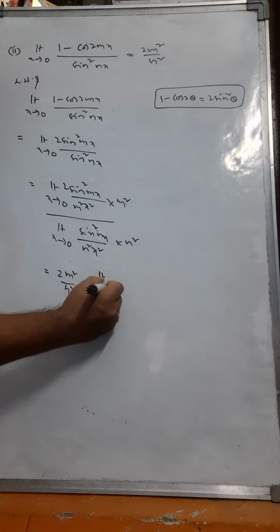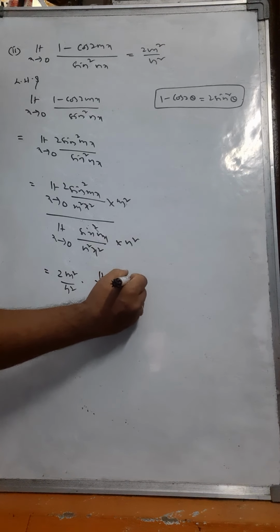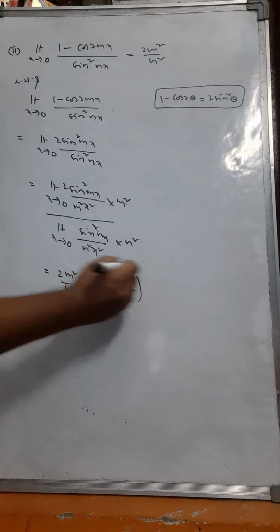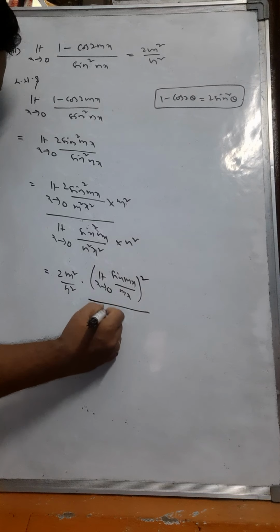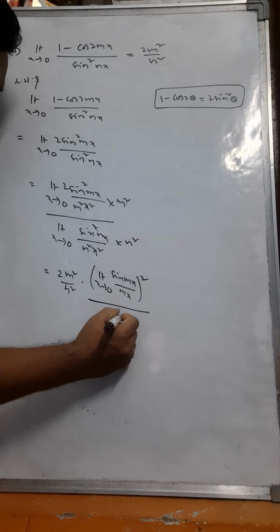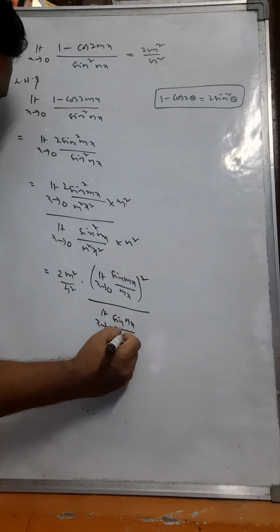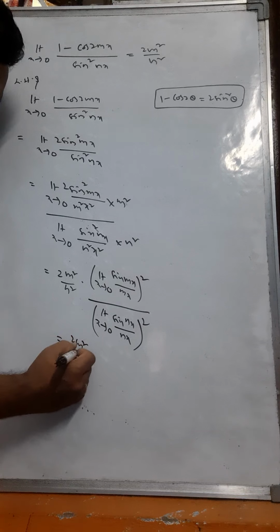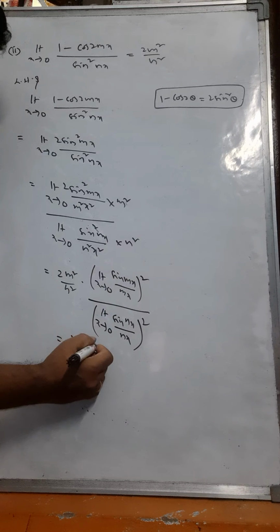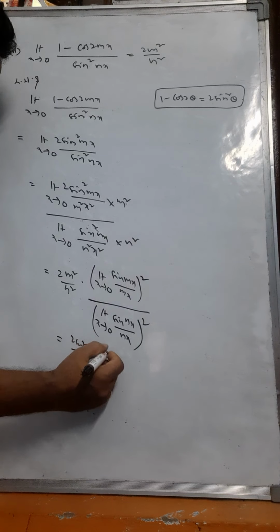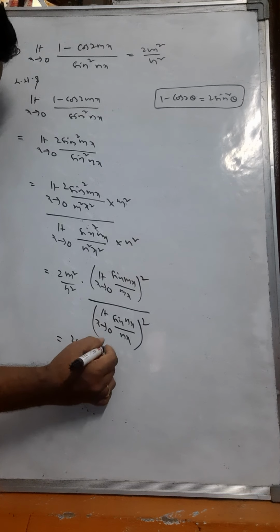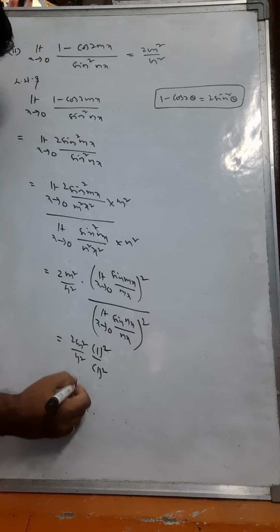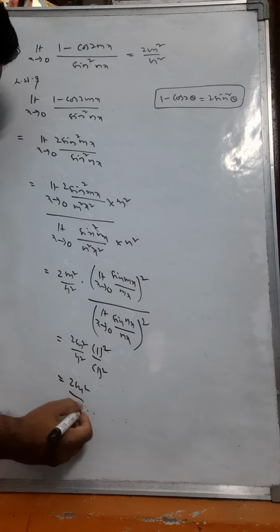It is a limit x tends to 0, (sin mx by mx) whole square, by limit x tends to 0, (sin nx by nx) whole square. This limit becomes 1. So 1 by 1 square by 1 square. 1 square means 1, 1 square means 1. 1 into something will give the same. So that is 2m square by n square.